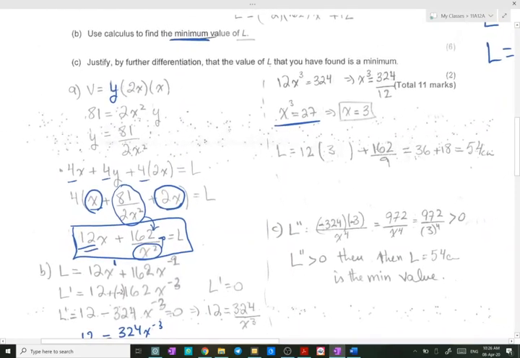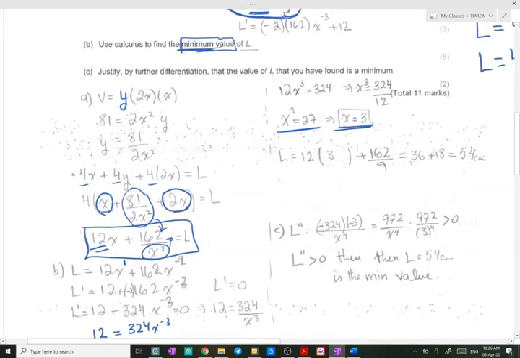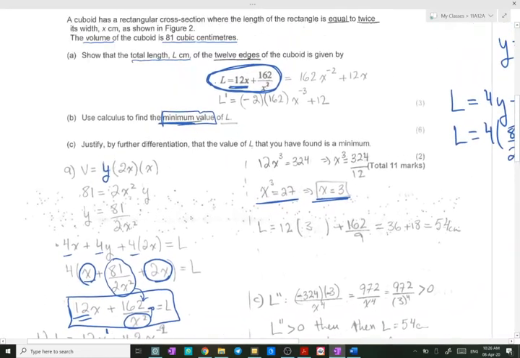Then they want the value for the minimum of L. So after finding the value of x, where it's minimum, you replace the value of x in this formula. So 12 times 3 plus 162 over 3 squared, and the answer is going to be 54 centimeters. So 54 centimeters is the minimum value for the length.